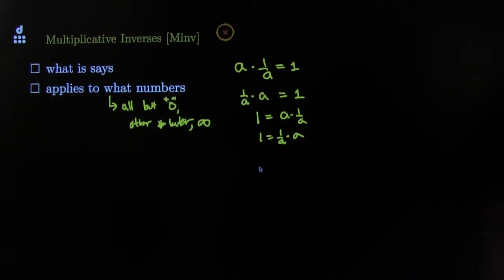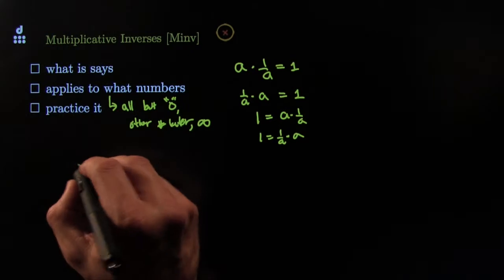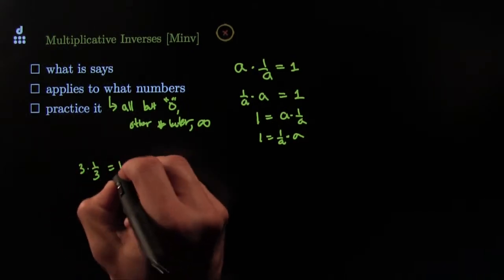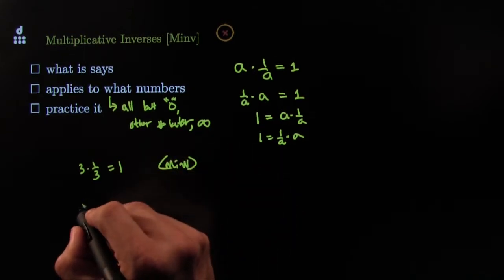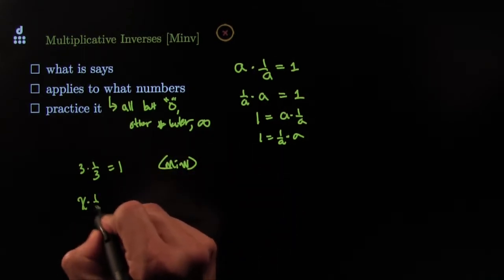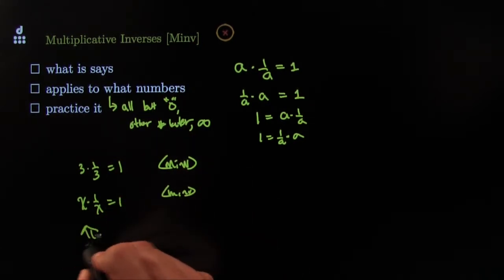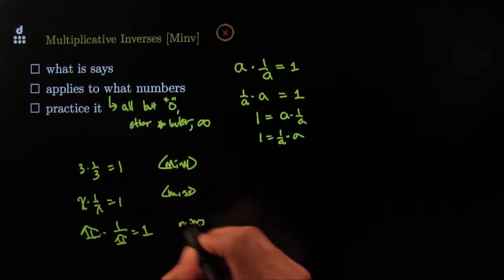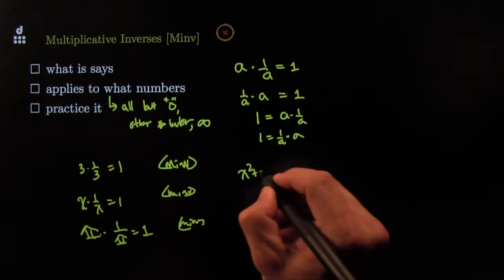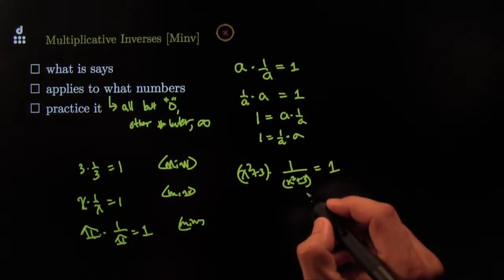Okay. What else? Let's give you some examples. Let's run some examples on this. So, what is 3 times 1/3? Well, that would be equal to 1. Why? Multiplicative inverses. What is x times 1 over x? Well, that would be 1. Why? That is multiplicative inverses. What is a house times 1 over house? Well, that would be 1. Why? Multiplicative inverses. What is x squared plus 3 times 1 over x squared plus 3? Well, that would be 1 by multiplicative inverses.